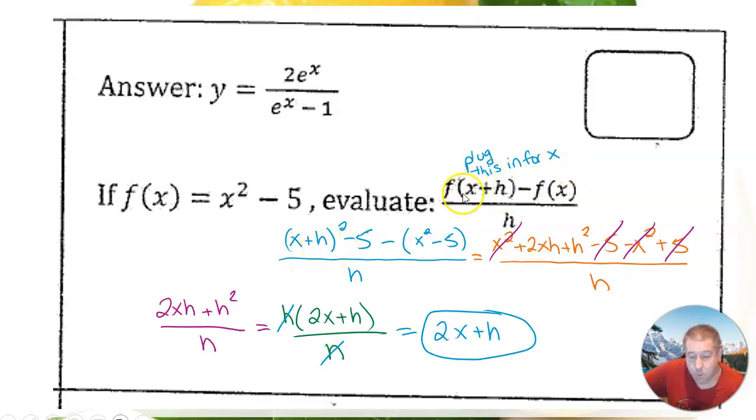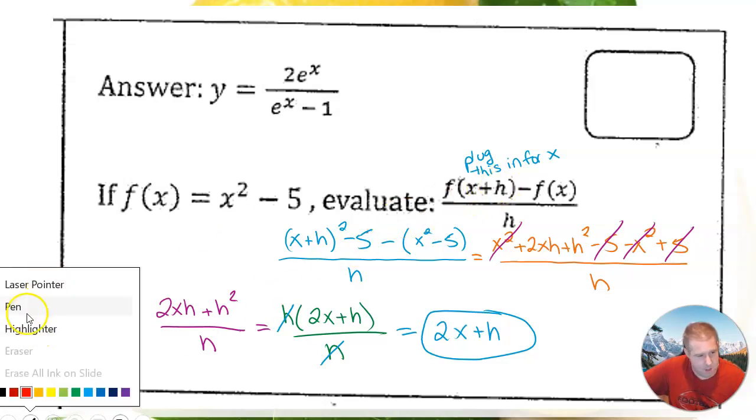In this case, if this is the x, this is f of x plus h, which means they're telling us that x squared minus 5 is y. So we're going to take that entire expression, we're going to plug it in for the x, and then we're going to solve it. So if we have x plus h minus 5, so we're taking this, x plus h, plugging it right here. Let me go back to my pen.